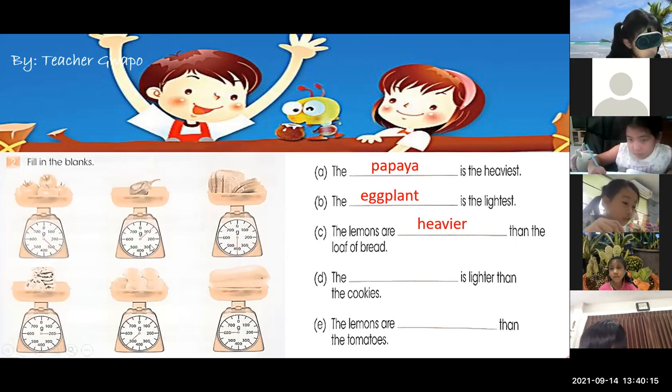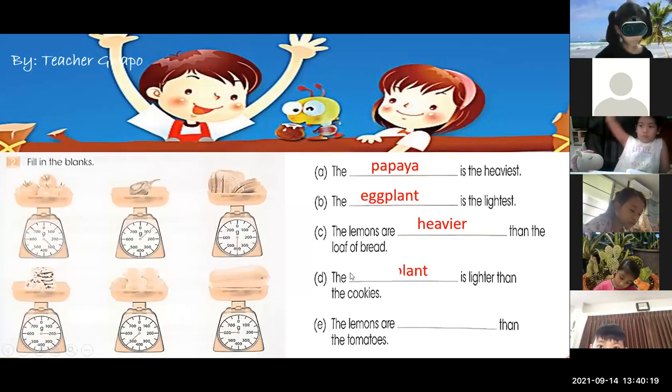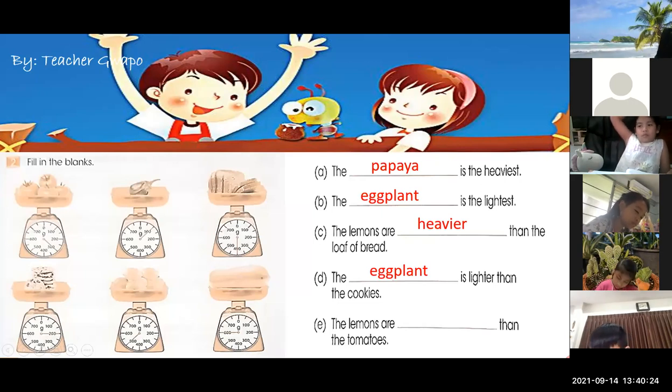Let's say that this one is an eggplant, okay? So we say that it's an eggplant. Let's say, for example, it's an eggplant, because the picture is not really clear. Is it an eggplant?